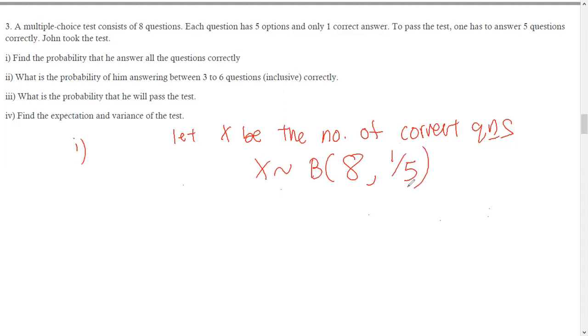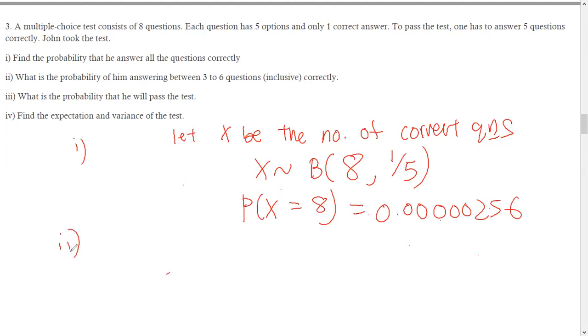So this is step number 2. And to find the probability of answering all the questions correctly, this will be P(X = 8), because there's a total of 8 questions. So this is going to give us a very small value, 0.0000256. Okay, next, part 2.